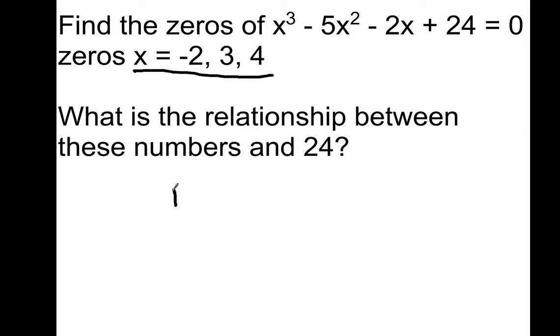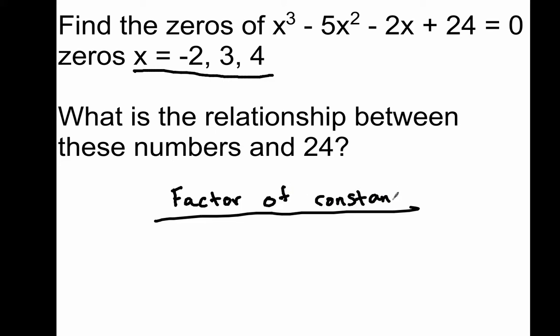So there's this thing called the rational root theorem, and it tells you that if a number is a zero to a polynomial equation, it is a factor of the constant term, the last term, divided by a factor of the leading coefficient.